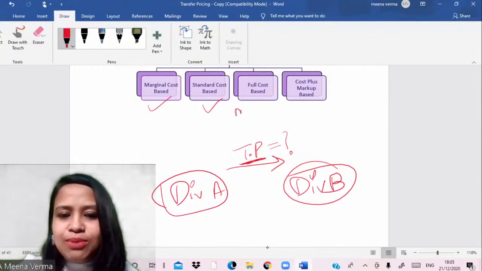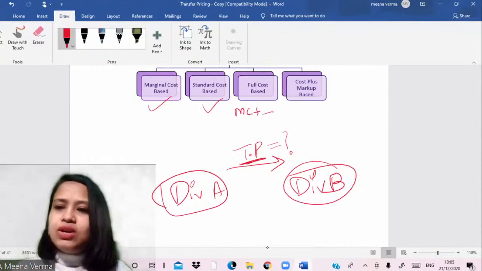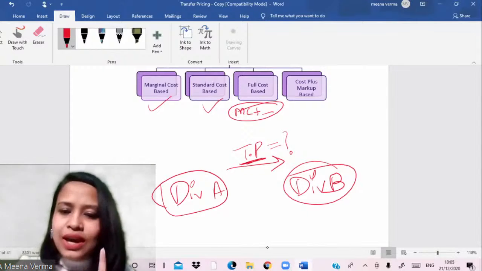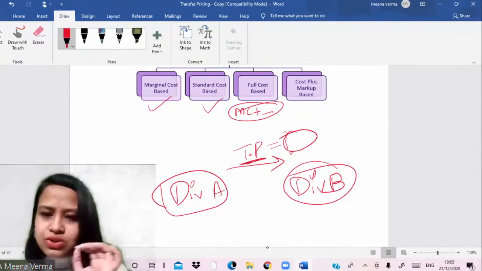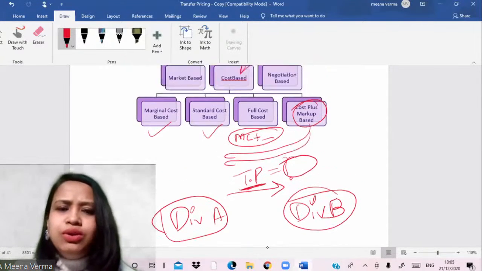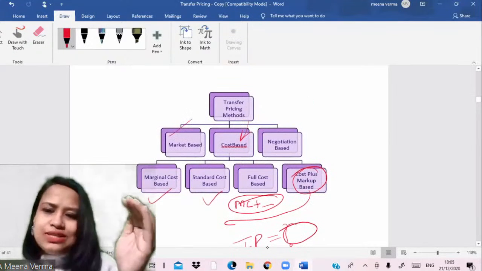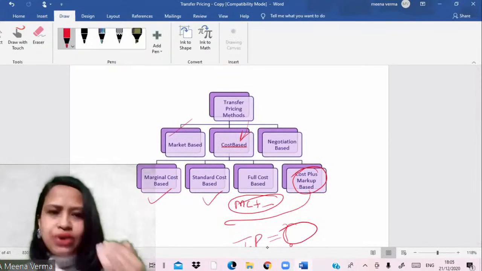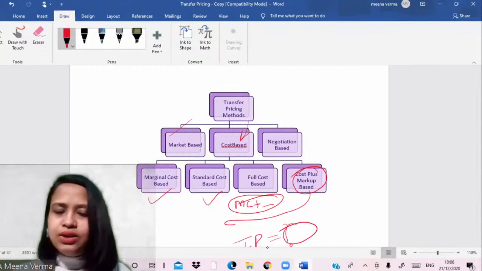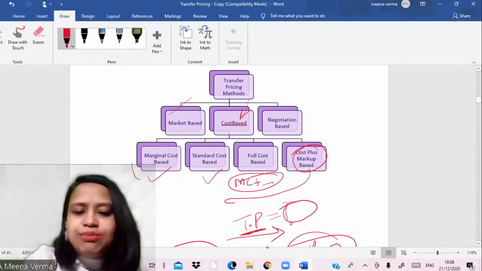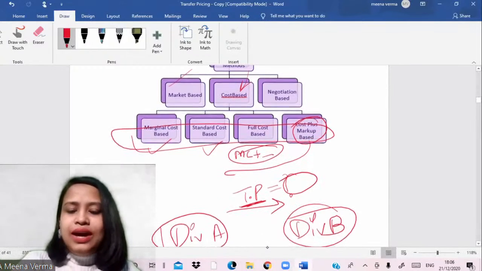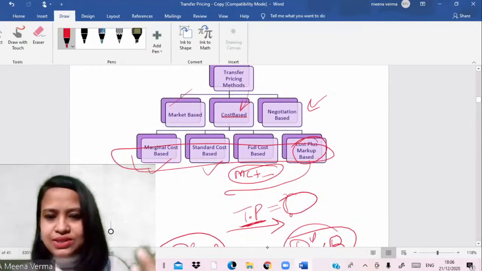Full cost means considering the marginal cost, the fixed cost, and any other costs you have in the organization, considering all the costs of the organization. And here the transfer price is the full cost of the business organization, or the cost plus markup. This is somewhat similar to market price. You're considering all the costs, marginal cost, fixed cost, and any other cost, and then you are adding some markup. So these are the methods of finding the transfer pricing. And the last is negotiation-based transfer pricing.